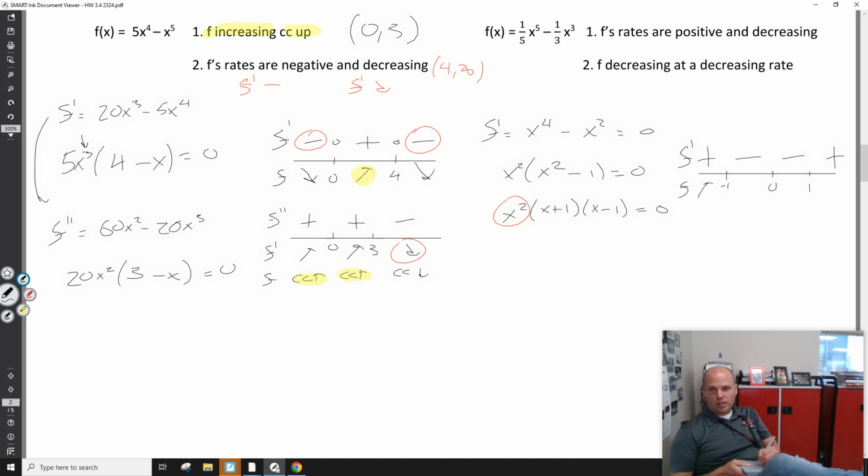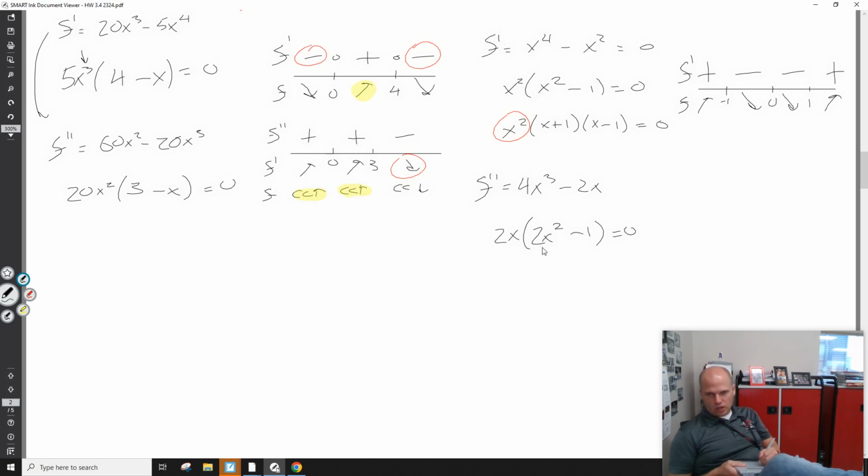F, therefore, has to go up, go down, flatten out, but then continue to go down, then go up. Okay, so we have a max at negative 1, a min at 1. If I look at my second derivative, I get 4x cubed minus 2x. I factor out a 2x. I get 2x squared minus 1. All right, it's a little annoying, but we can handle it.